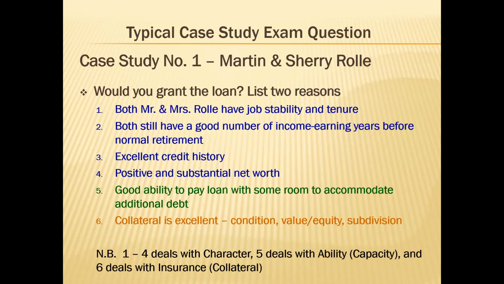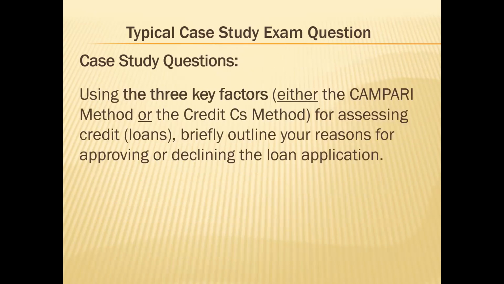These ones, again, I've color coded, we've been through this before. 1 to 4 deals with character, 5 deals with ability or capacity, and 6 deals with collateral or insurance. Okay, so again, we've done this next exercise using the 3 key factors, using either CAMPARI or Credit C's method for assessing credit loans. Briefly outline your reasons for approving or declining the loan application. So we use some of those same points, right? Use at least one of those points.